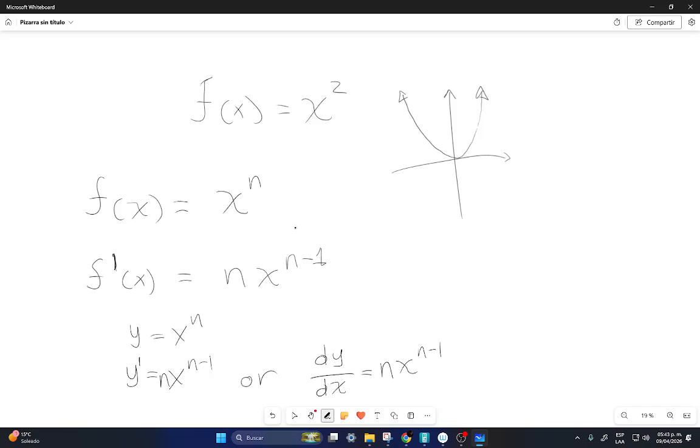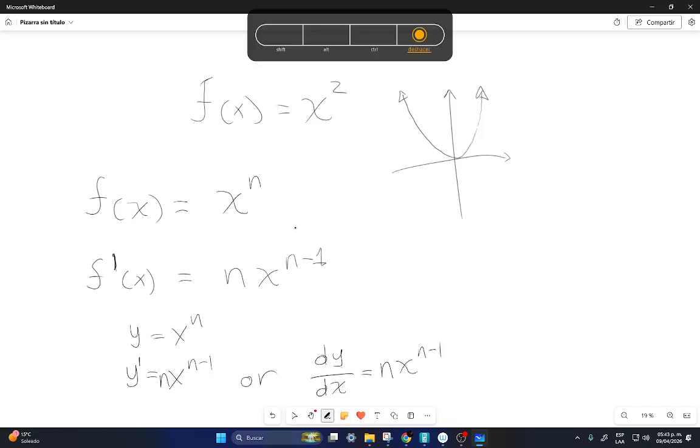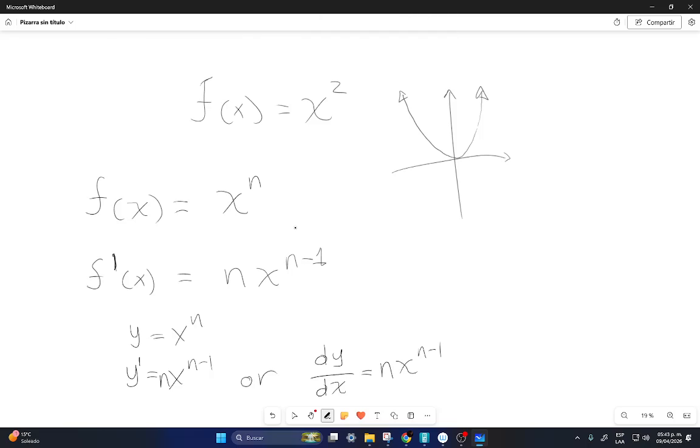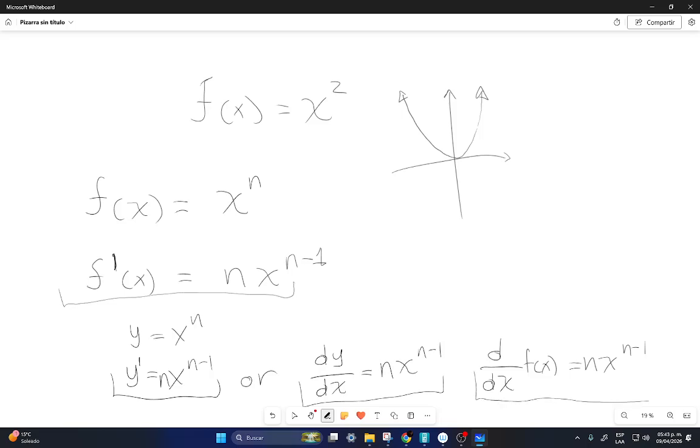These in calculus are called differentials, and you can also have this notation. All of them mean the same. Basically, these and these and these are the same thing with different notations. You should be able to recognize all of them. Okay, it's the same thing.